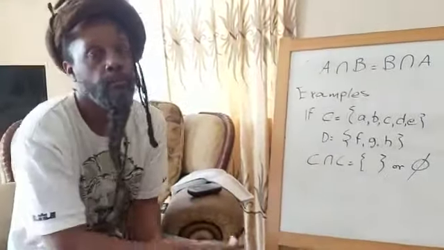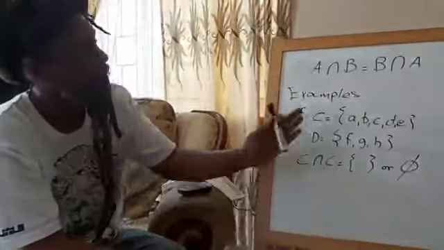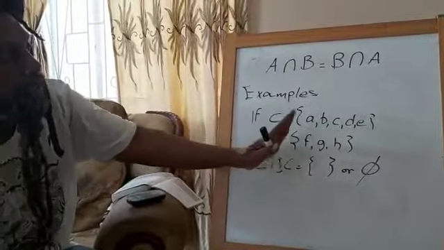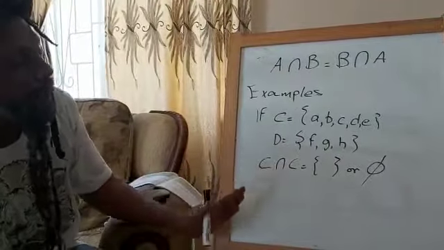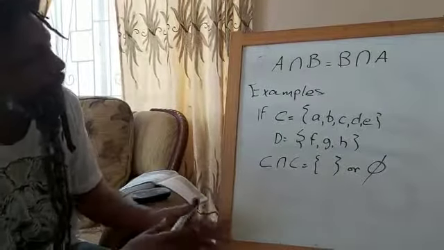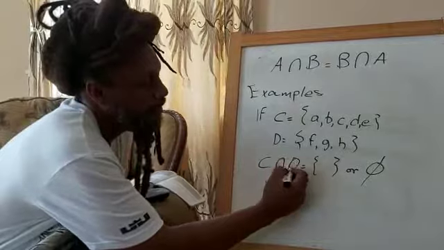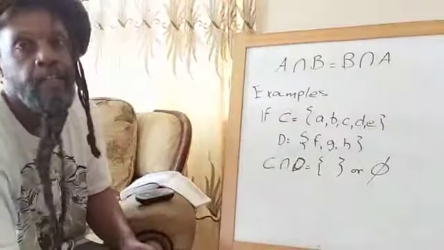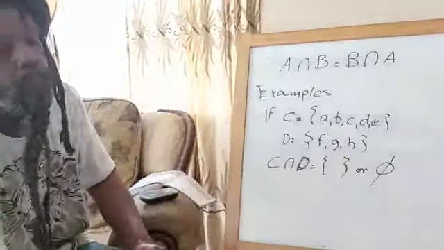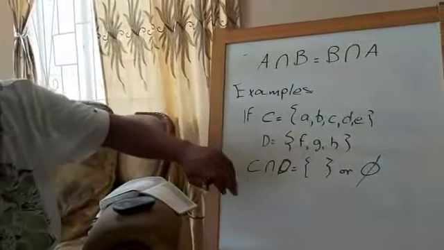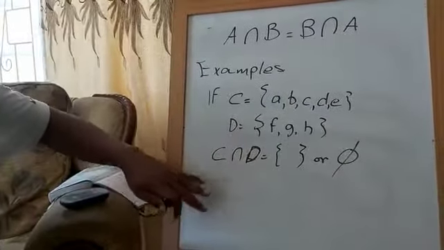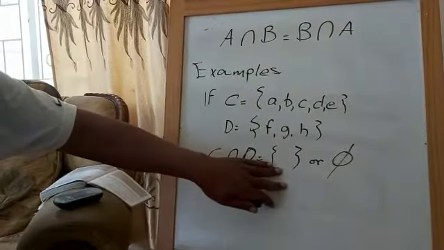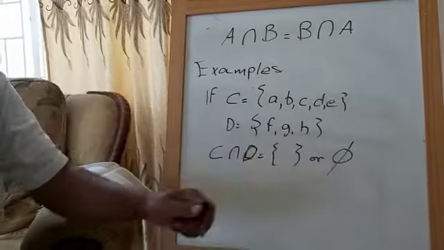Alright. So our second example, remembering A intersect B is the same as B intersecting A. Second example, if C is A, B, C, D, E and D is F, G, H, then C intersect D, sorry about that, would be equal to nothing because there is nothing in common in both of these sets. The members of set C are totally different from the members of set D. So C intersect D would be equal to the empty set, which is represented by this symbol, the two brackets with the empty space in between, or the zero with the line through it.